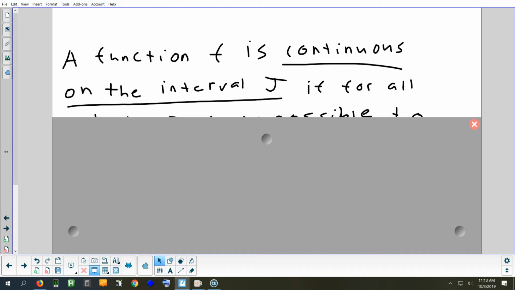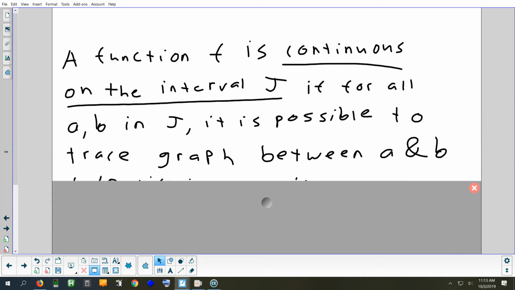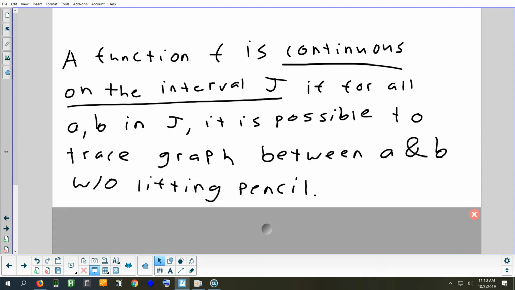So we say that a graph is continuous from a starting point to a stopping point, some interval, if you can trace between the starting point and the stopping point without ever lifting your pencil. That's the simple way to explain it. Okay, so a graph is continuous on an interval if you have a starting point and a stopping point, A and B, and you can trace between those two starting and stopping points without lifting your pencil.